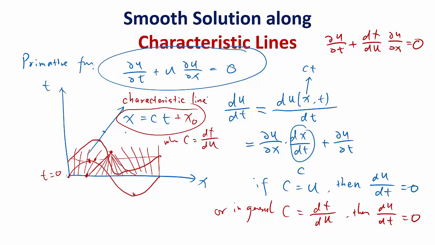If you have a source term, if you follow the lines, the solution can be solved using an ordinary differential equation of du dt equal to s, right? So these are the lines along characteristic lines, du dt equal to s. If s is equal to 0, you get constants.